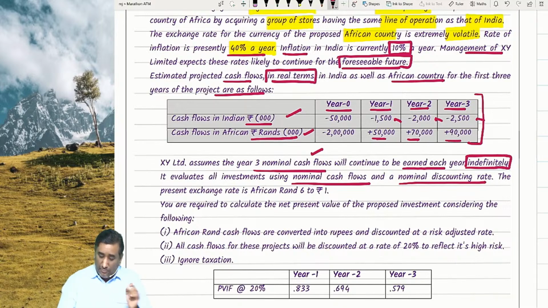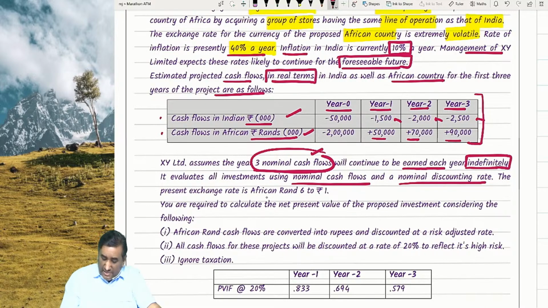The problem is both of them are in different currencies. Now if I have to calculate a single capital budgeting technique, I have to convert either the rupee into the African currency or African into rupee. Now let's read further and come to know what he says. And one thing is for sure, third year cash flow will come in nominal once we have added inflation, and that will become this part here, perpetual. Then we'll see what to do.